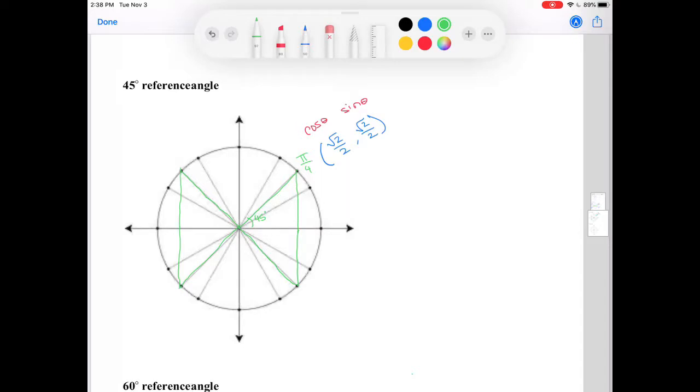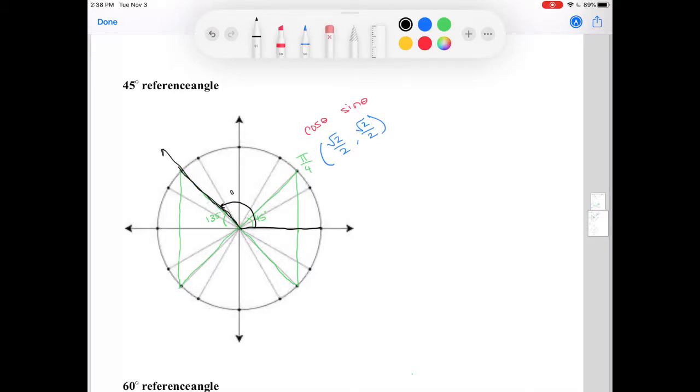All right, again, your cosine is root 2 over 2. And your sine is also root 2 over 2. So the beauty of anything that splits it in half is your sine and your cosine are the exact same. Again, being mindful about when it's positive and when it's negative. So if we hop into the second quadrant, we're still talking about a 45-degree reference angle, but it's going to be a total of 135 degrees.